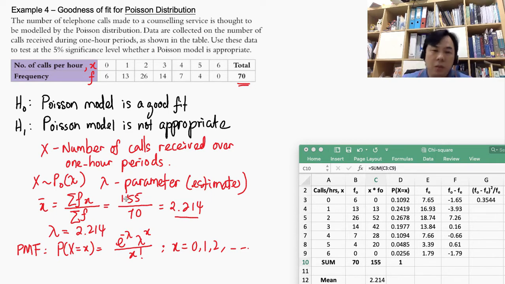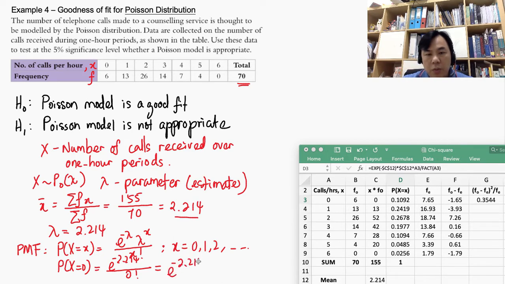We're going to use this to calculate each individual probability. Here I have already done so. You can see that this is how we calculate the individual probabilities. Take for instance x equals 0. If you want to calculate P(X = 0), all you need to do is put x equals 0. So that is e to the power negative lambda, with our lambda 2.214, times lambda to the power 0, which is just 1, divided by 0 factorial. That would give us e to the power negative 2.214.